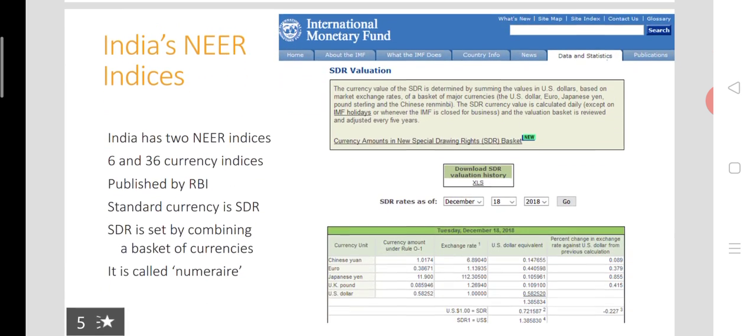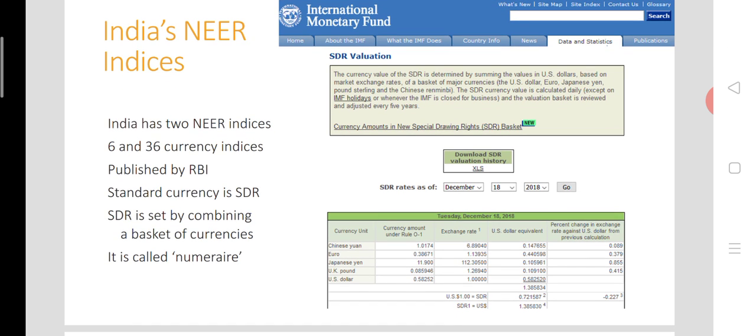Coming to India's case, India has two NEER indices. One is the 6 currency index and the other is the 36 currency index. These are periodically published by the Reserve Bank of India through its monthly RBI bulletin and annual report. And the standard currency for forming India's NEER indices is SDR, Special Drawing Rights of the International Monetary Fund, the imaginary currency of the International Financial Institution.